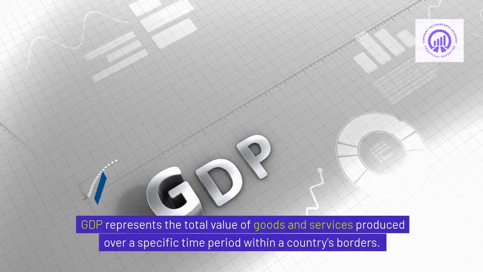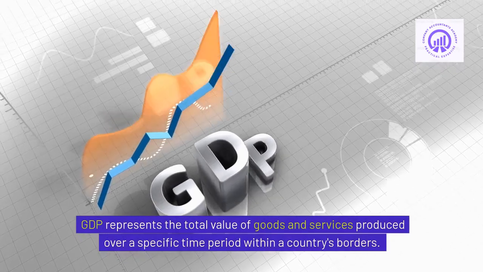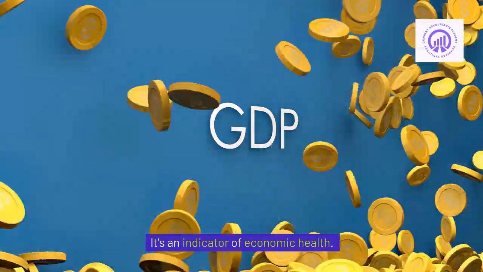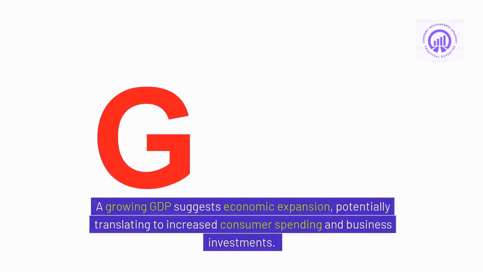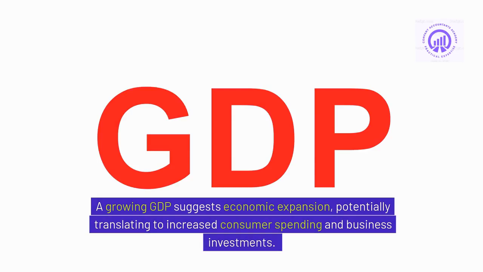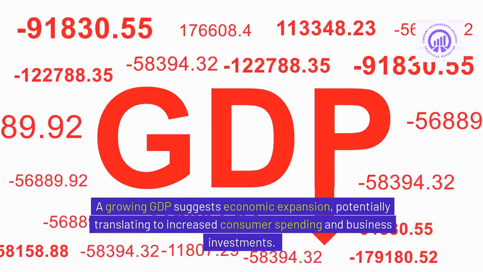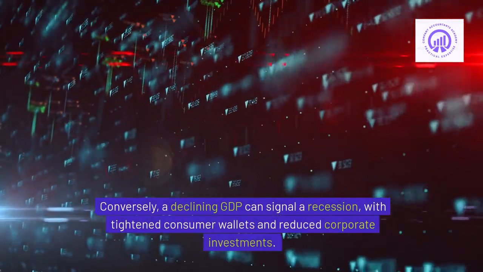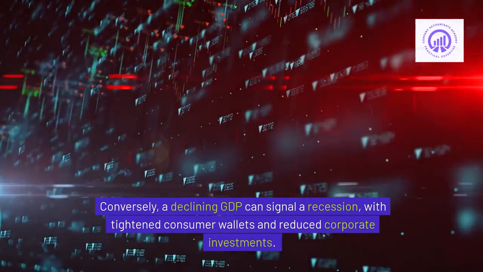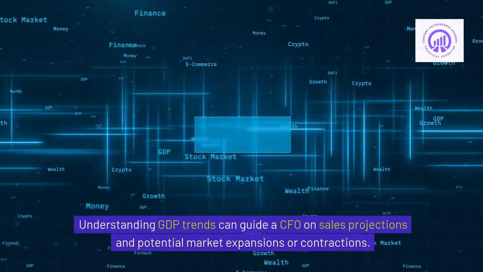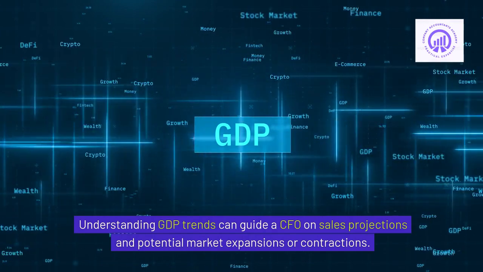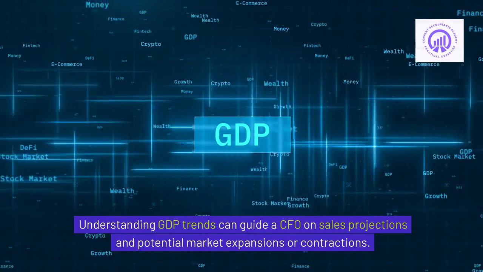GDP, Gross Domestic Product. GDP represents the total value of goods and services produced over a specific time period within a country's borders. It's an indicator of economic health. A growing GDP suggests economic expansion, potentially translating to increased consumer spending and business investments. Conversely, a declining GDP can signal a recession, with tightened consumer wallets and reduced corporate investments. Understanding GDP trends can guide a CFO on sales projections and potential market expansions or contractions.